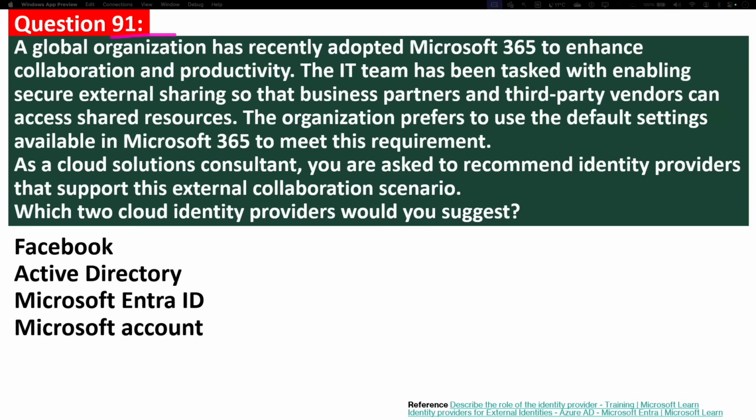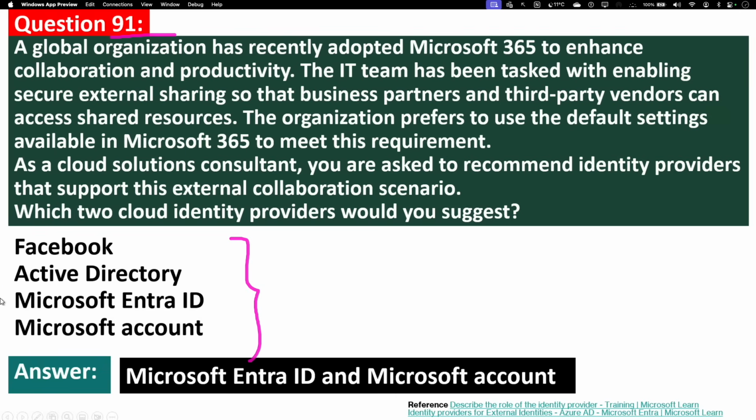Question number 91. A global organization has recently adopted Microsoft 365 to enhance collaboration and productivity. The IT team has been tasked with enabling secure external sharing so that business partners and third party vendors can access shared resources. The organization prefers to use the default settings available in Microsoft 365 to meet this requirement. As a cloud solutions consultant, you are asked to recommend identity providers that support this external collaboration scenario. Which two cloud identity providers would you suggest? Let's look at the options available.